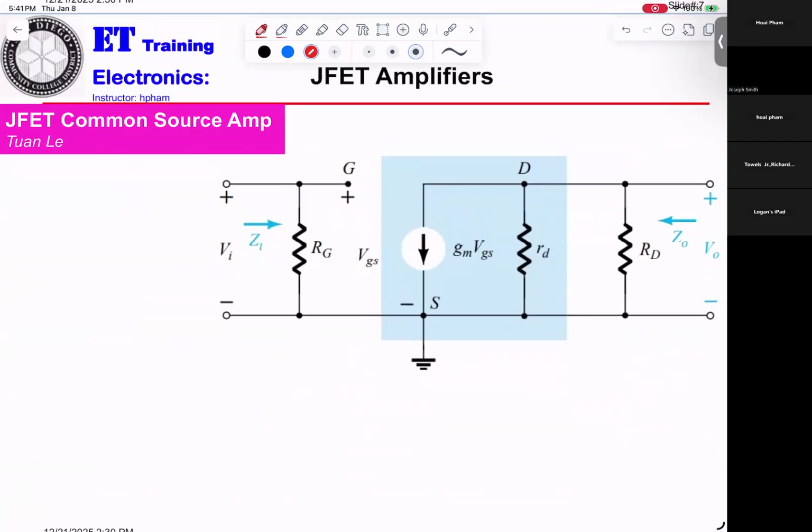This is a drawing for that circuit. However, remember, we don't care about that. So that's why Zout, you see, you get RD only. Zin, you get RG.